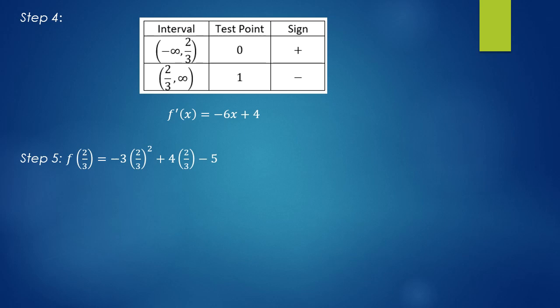So the fifth step that we need to do is to substitute the critical point into the original function. So we are looking for f of 2/3. So we'll have negative 3 times the square of 2/3, plus 4 times 2/3, minus 5. Of course, the square of 2/3 is 4 over 9. And then simplifying everything, we get negative 11 over 3.